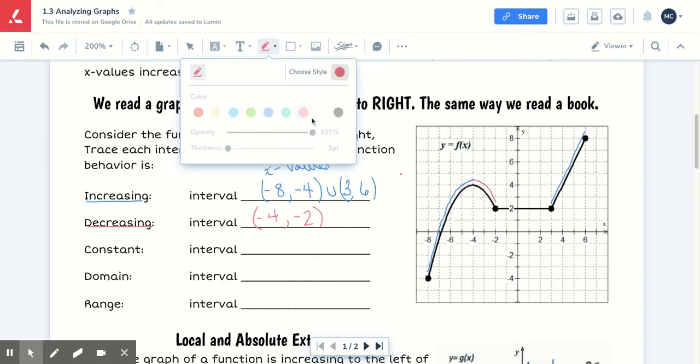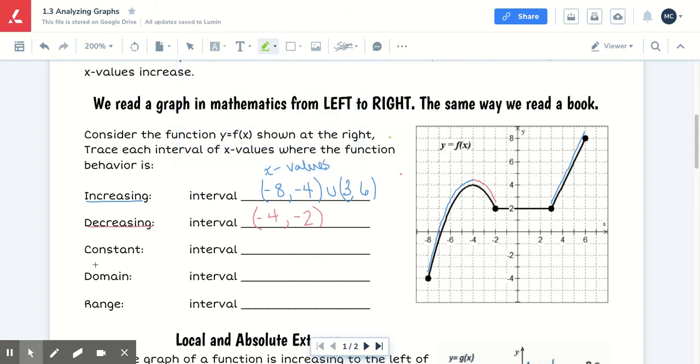The third thing we're looking for is intervals where this graph is constant. I'll use green for that one. So I'm going to trace it. Again, if we determined that the graph was either increasing or decreasing, it cannot also be constant on those intervals. So I just need to look at whatever's left. What's left is just this little part right in here. So the graph is constant on this interval here, and I'm going to describe it as the interval of x values. So that would be from -2 to +3.